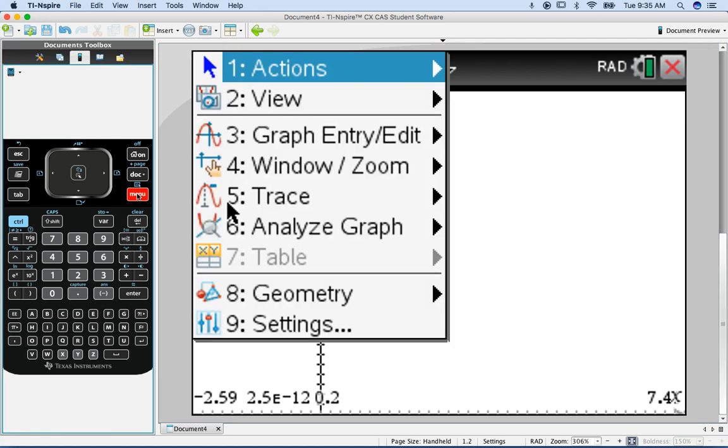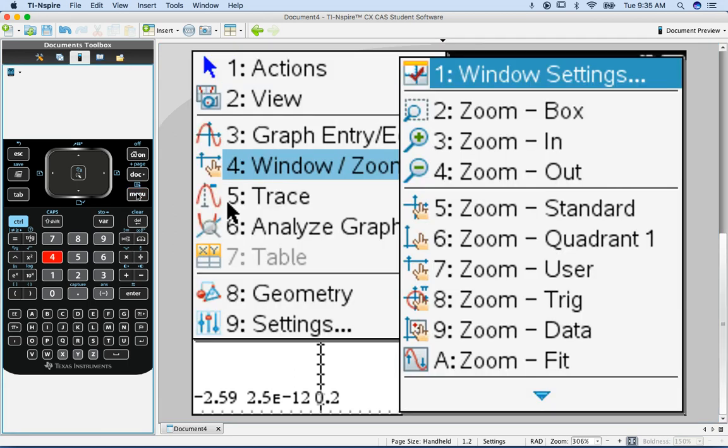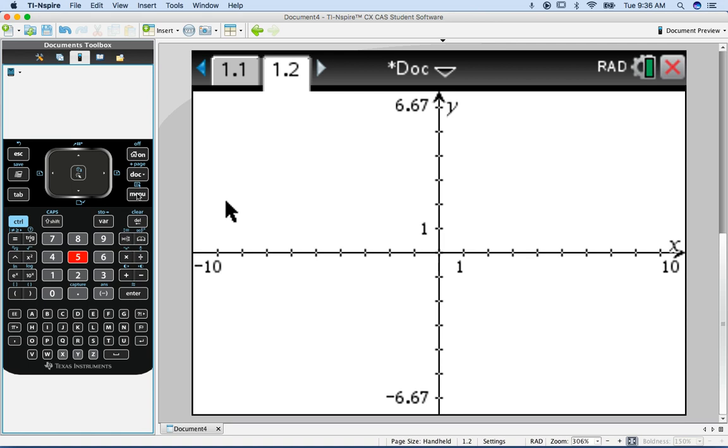And then menu, window, standard. So menu 4, 5, and you're back to normal, okay? So you don't necessarily have to clear the calculator fully in between problems, like home to menu C, and stuff like that. You can do it just the way I did it here.